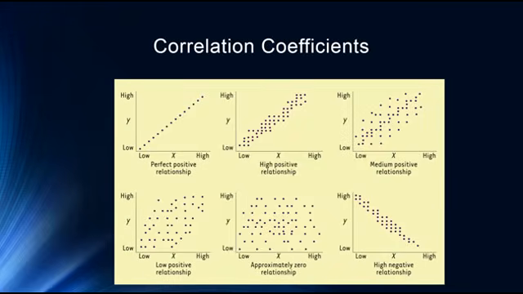So again, to take a look at these kinds of relationships, here we would have a perfect positive relationship. These things never occur in nature. Even this high positive relationship is not going to happen very often. This medium positive relationship, far more like what we would expect. This is a low relationship, this is no relationship, and then this would be a high negative relationship.